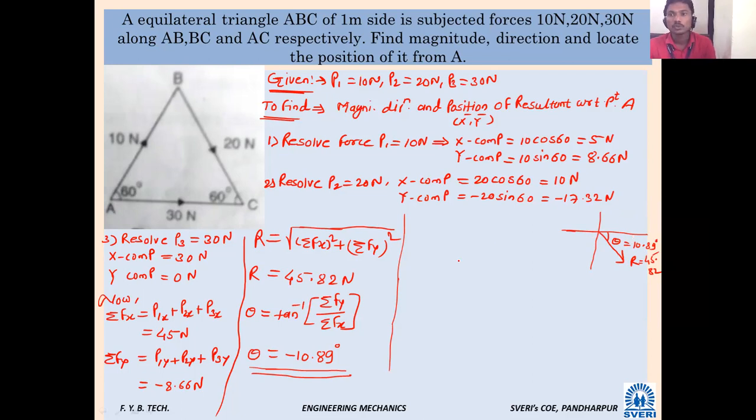Which two things have we found till now? Magnitude and direction. Now to locate the position of the resultant, it is necessary to apply Varignon's theorem, or the principle of moments.